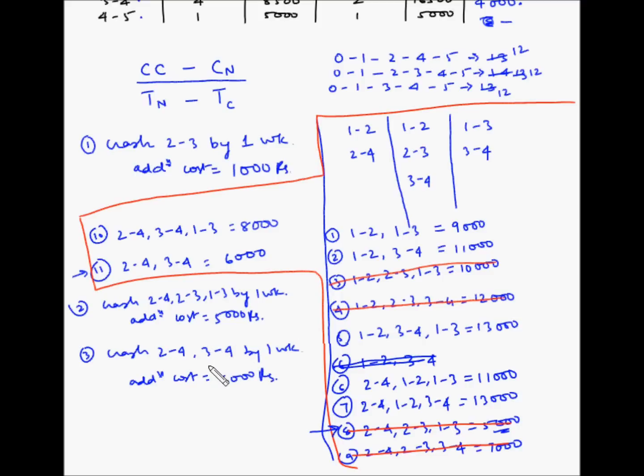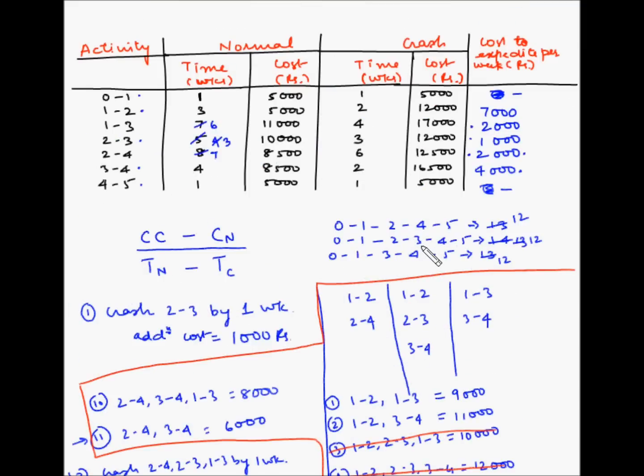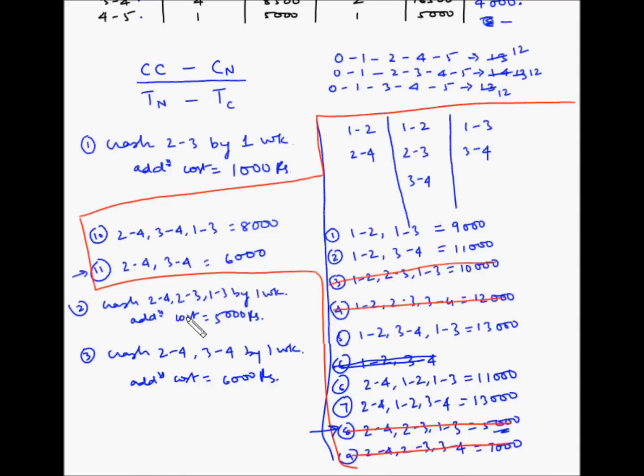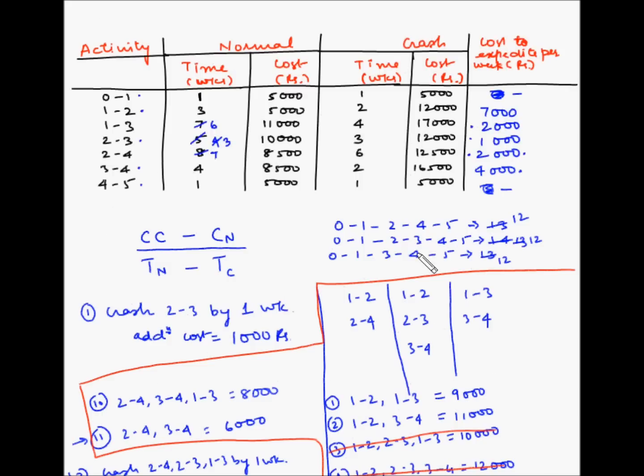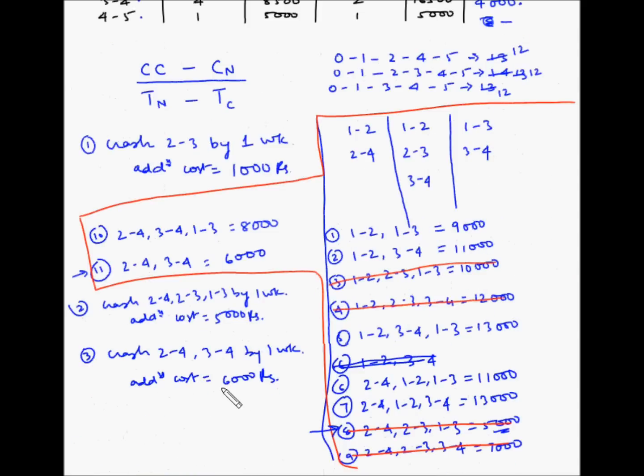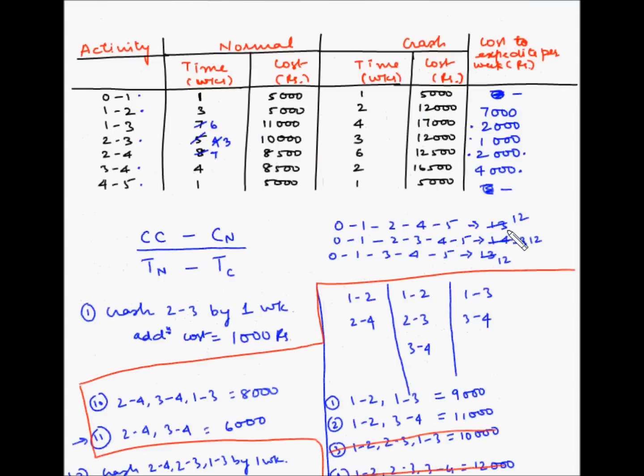Now here one thing to note is we are crashing 3 4, and 3 4 exists in both the second and the third path. Now we don't have to take the cost and double it up because it exists in two paths, because this is one activity. So if you reduce the time for this one activity, the duration of both these paths get reduced. So now after this crashing of 2 4 and 3 4, the duration of these paths become 11 weeks each.